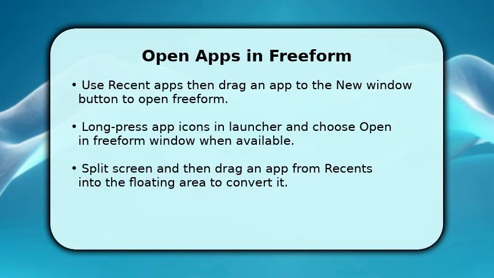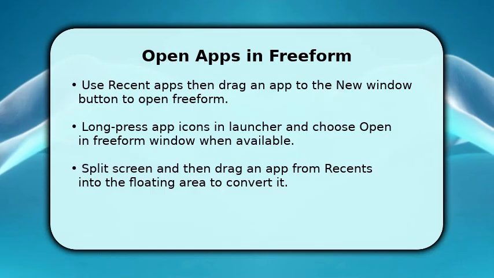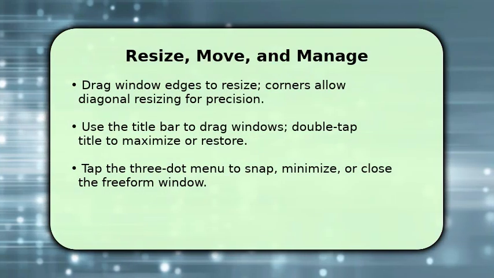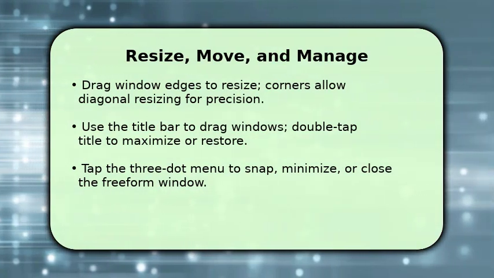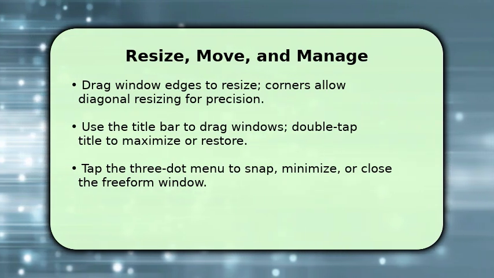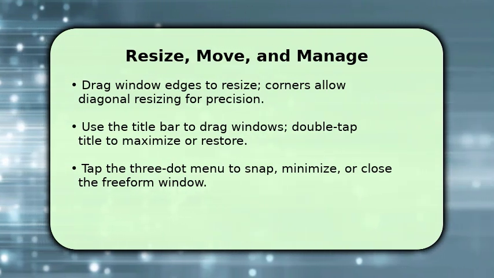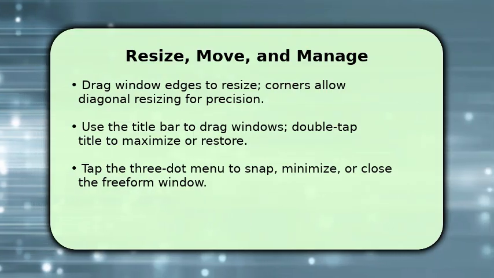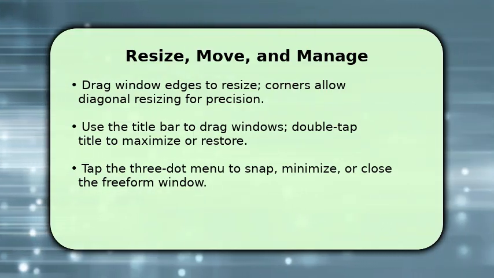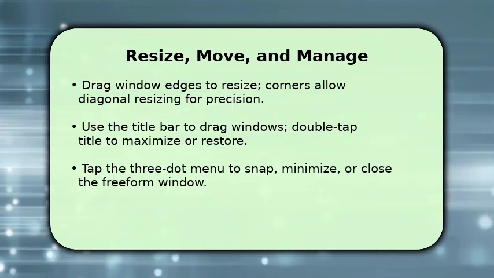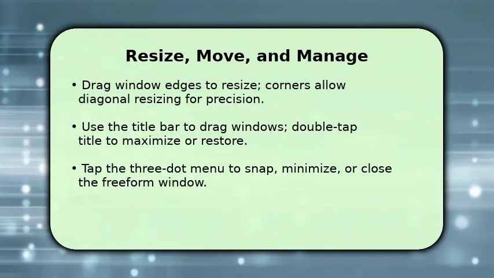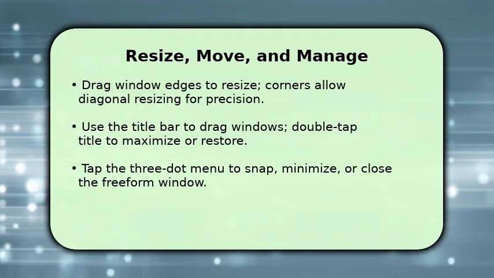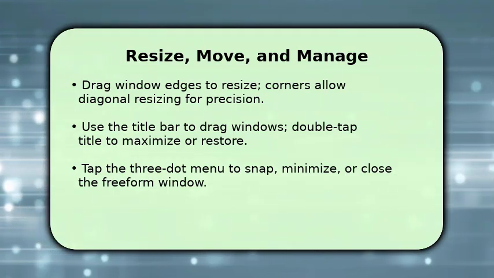Drag any window edge to resize and use corners for diagonal resizing with precision. Use the title bar to drag windows around the screen and reposition them quickly. Double-tap the title bar to maximize or restore the window size as needed. Tap the three-dot menu in the title bar to snap, minimize, or close the Freeform window. Use keyboard shortcuts and gestures when available to switch focus and move windows between displays.